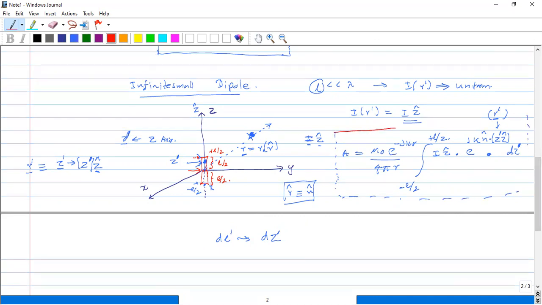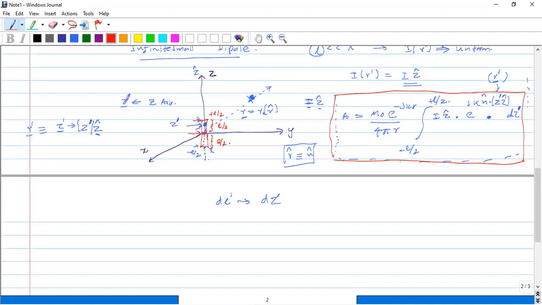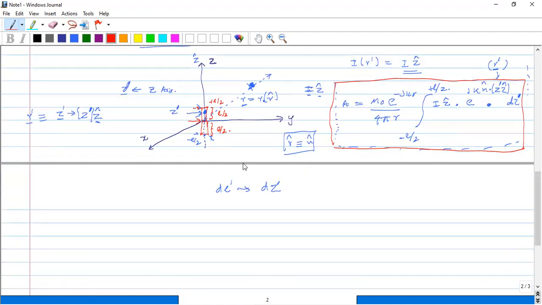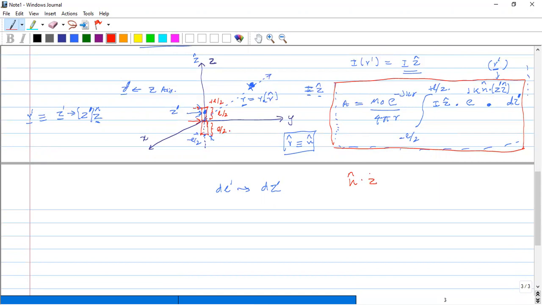This is the expression for the magnetic vector potential due to this infinitely small dipole. Okay. So now, if you consider this one, n hat dot z hat, what is the value of this?